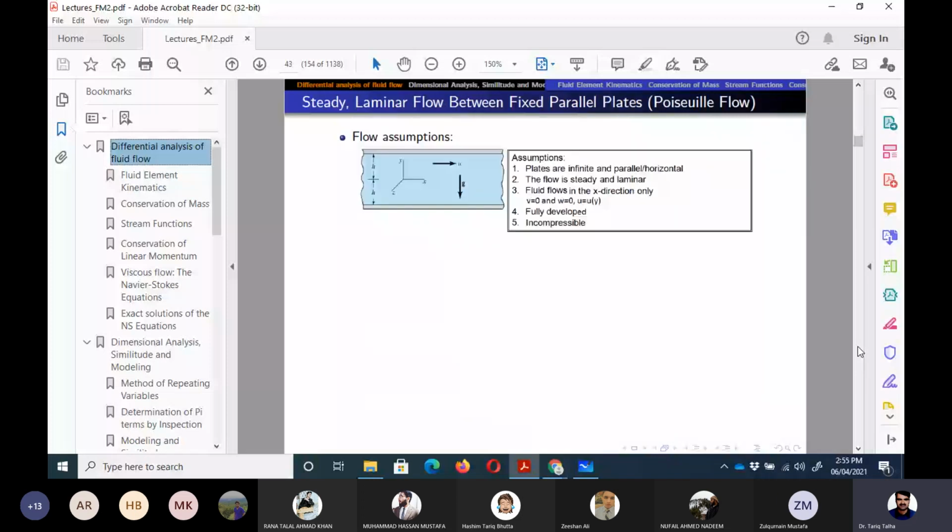Again, here the assumptions are shown. Plates are infinite in x and parallel horizontal plates, so it means that there is only the u component. The flow is steady and laminar, so it means streamline flow. The third assumption is that fluid flows in the x direction only. It means that there is only the u velocity component, and v and w are zero. The most important assumption is that the flow is fully developed in x direction. Fully developed means that if we travel along a streamline, the velocity does not change in x. So it means that partial u by partial x equals 0.